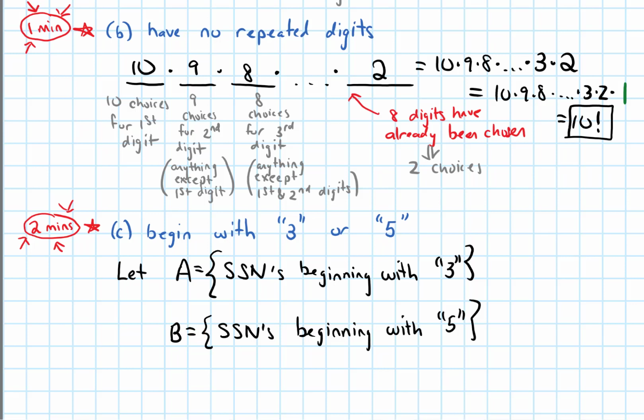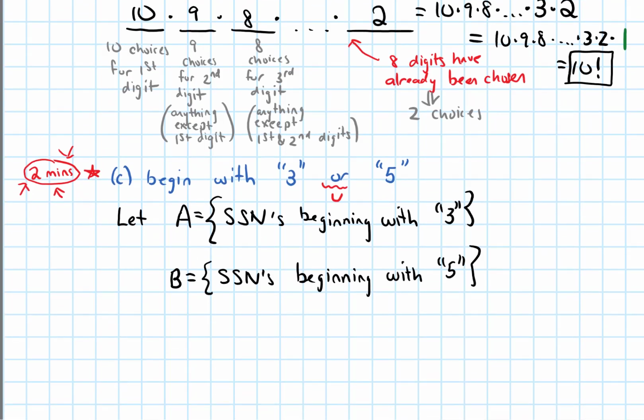And when the question says the word or, it makes me think of union. So specifically what we're trying to do here is figure out the number of elements in the union of A and B, the set of social security numbers that begin with a 3 or that begin with a 5. One of the things I notice is that A and B, these 2 sets, are disjoint. I can't have a social security number that begins with a 3 and also begins with a 5. So these 2 sets are disjoint.